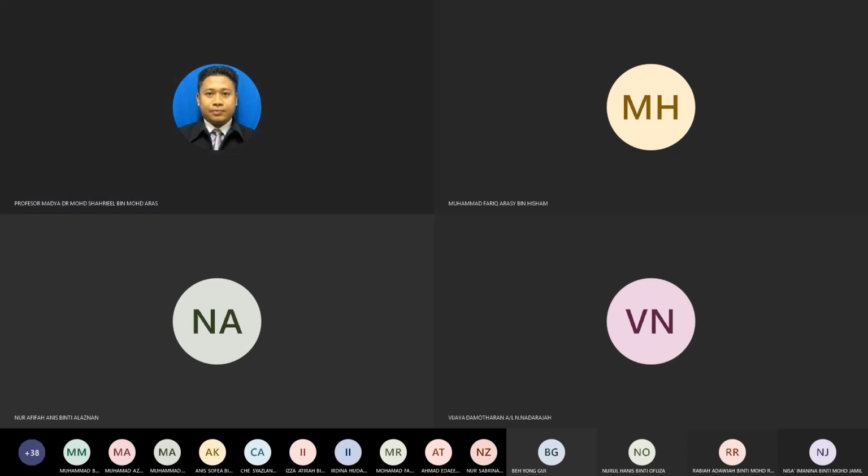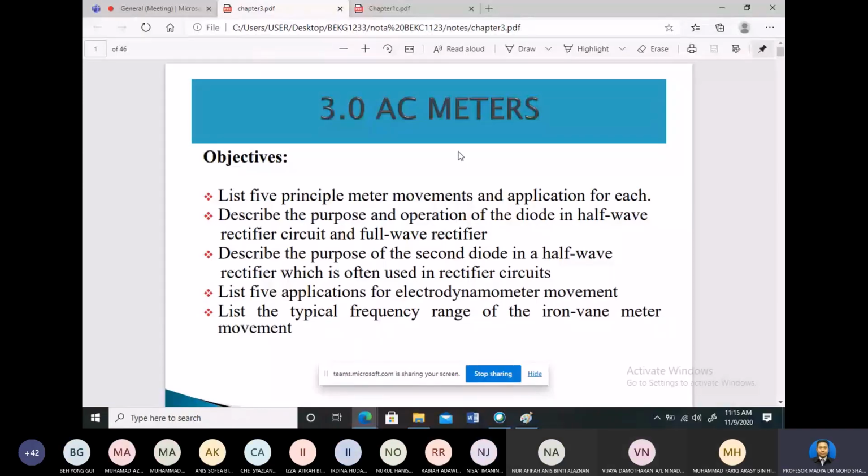Okay. Can you see the chapter 3 AC meters? Boleh nampak tak guys AC meters? Nampak. Okay, boleh.